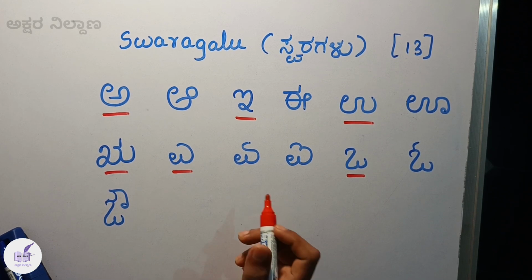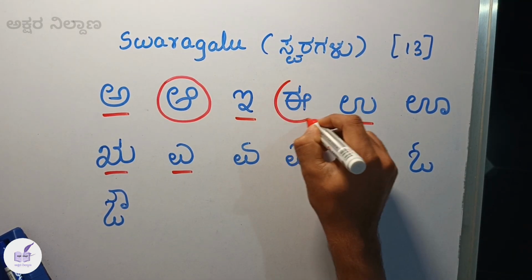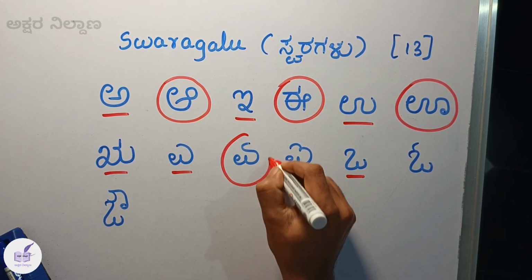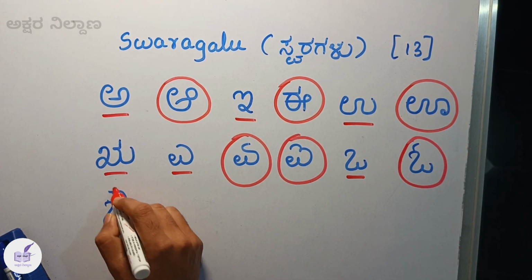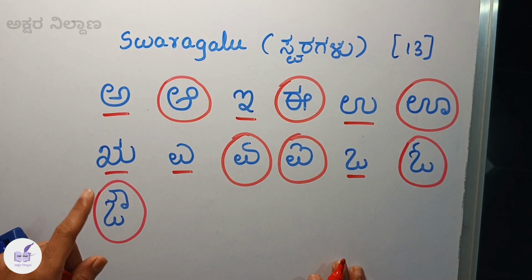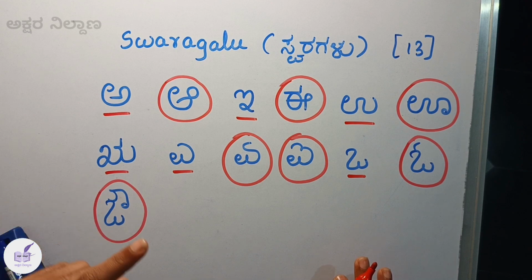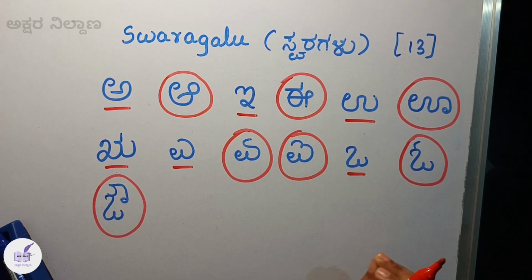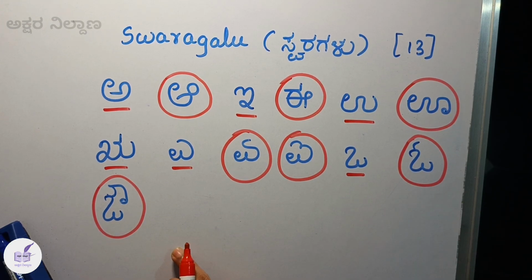Let's mark the remaining letters: A, E, U, Ye, I, O, and Ow. The letters I mark with a circle need to be pronounced with a drag, in a long way. A, E, U, A, I, O, Au, like that.